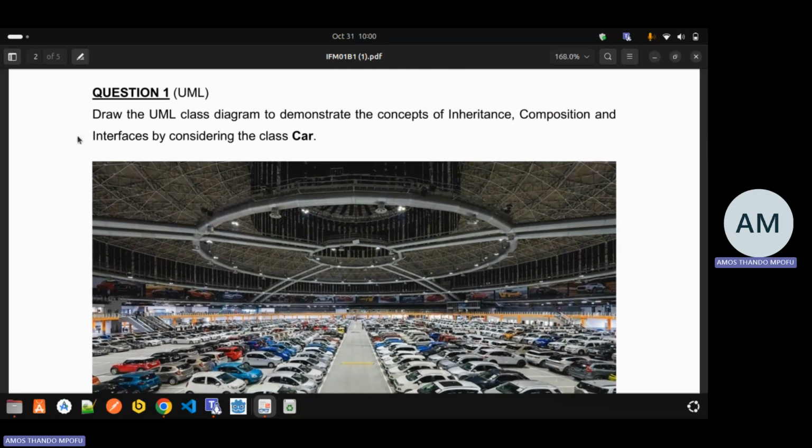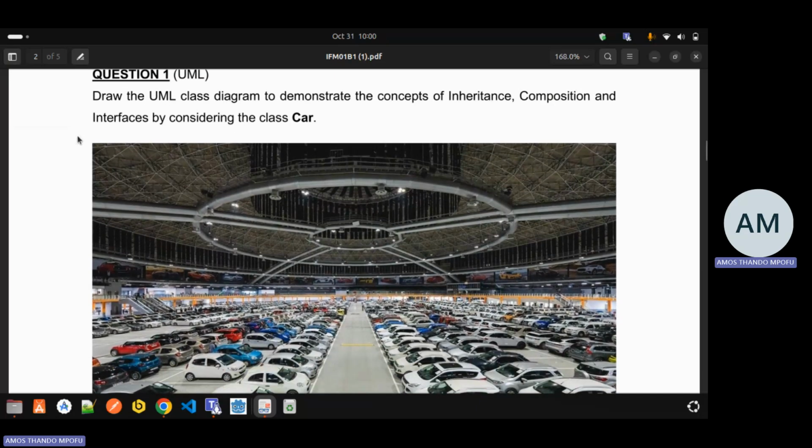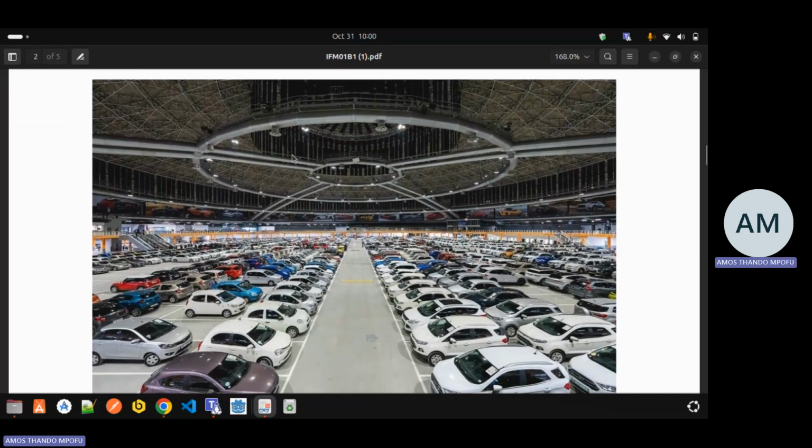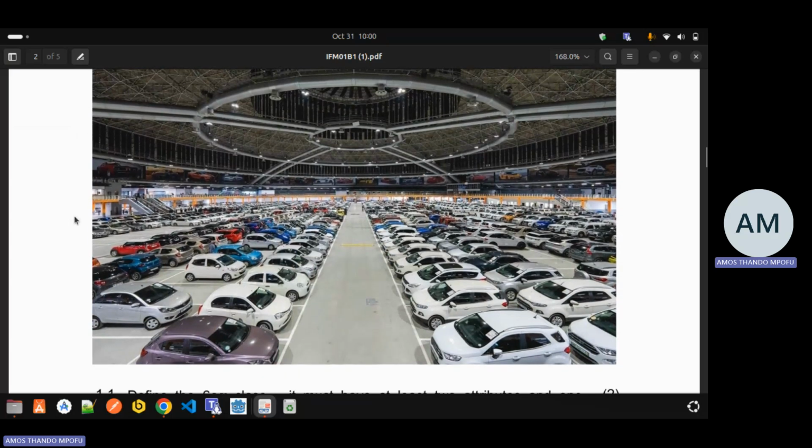Question one is based on the Unified Modeling Language, so you make UML diagrams, you make class diagrams. So we're going to start on that. Draw the UML class diagram to demonstrate the concepts of inheritance, composition, and interfaces by considering the class Car. They even gave you an illustration, so there's the illustration.